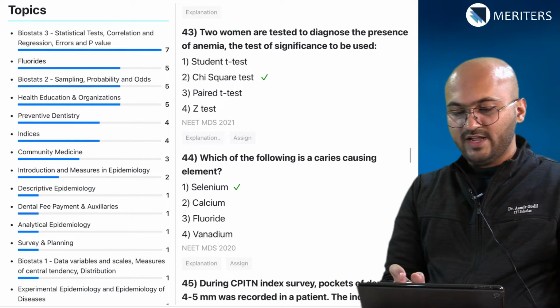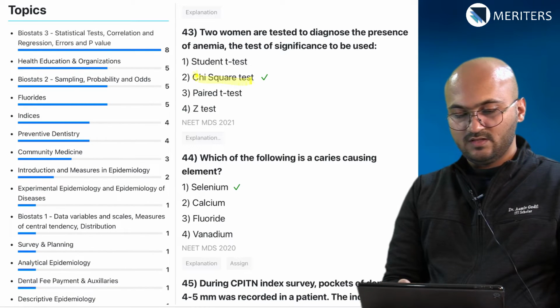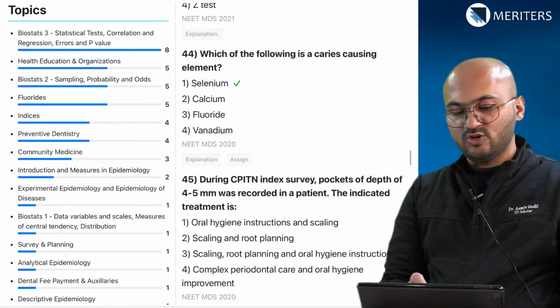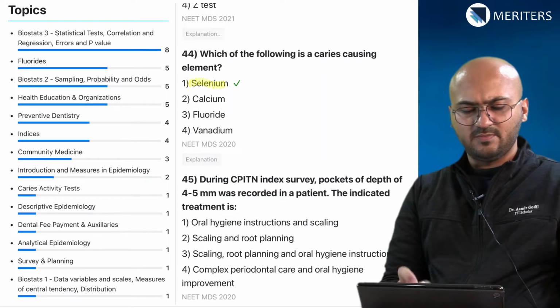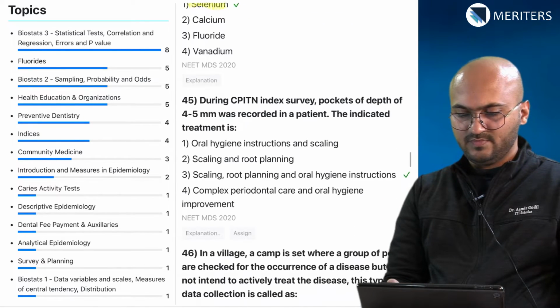2 women are tested to diagnose the presence of anemia. The test of significance to be used is chi-square test. Which of the following is a caries causing element? We'll put that under caries susceptibility and caries activity test.